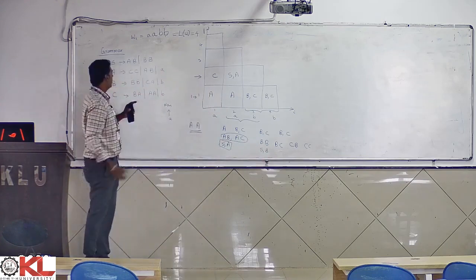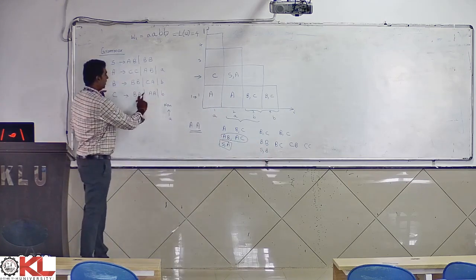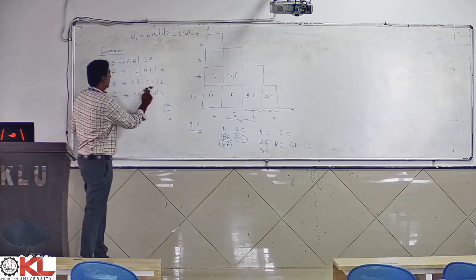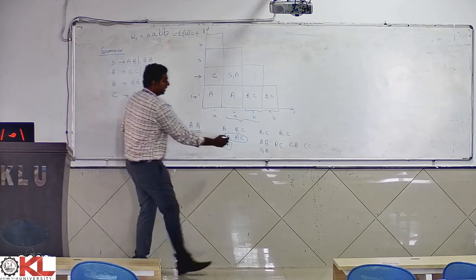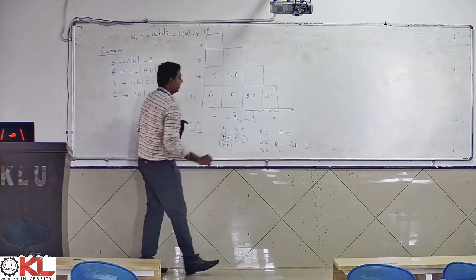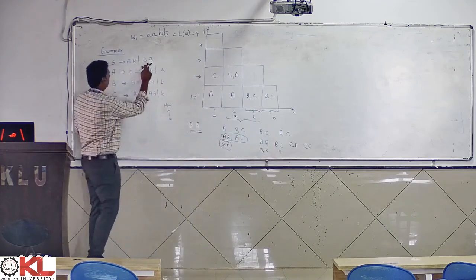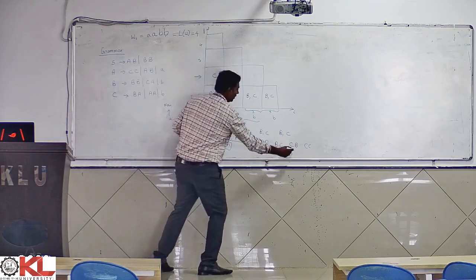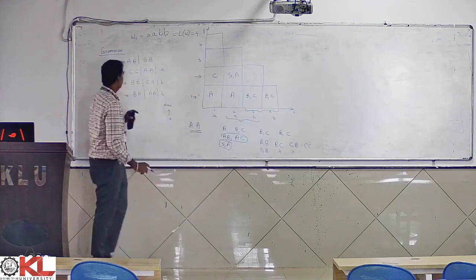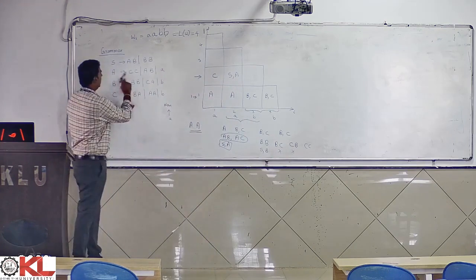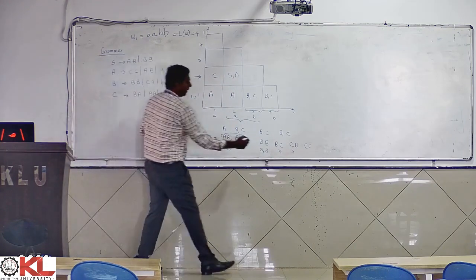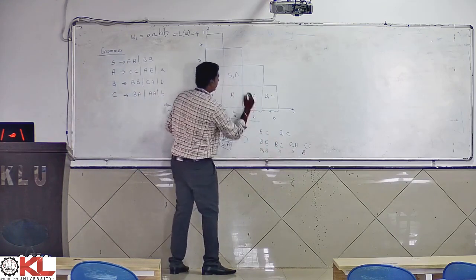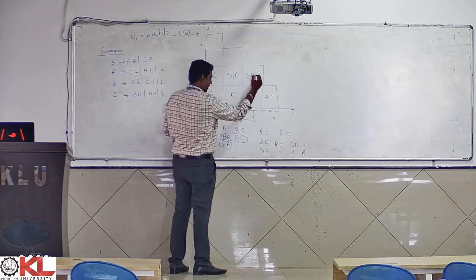What about B? Nothing is there. Then BC, there is no case. It will be discarded. What about CB? CB, there is no case. It is discarded. What about CC? CC, yeah, A is there. So here, three non-terminal words are there. I am writing here S comma A comma B.